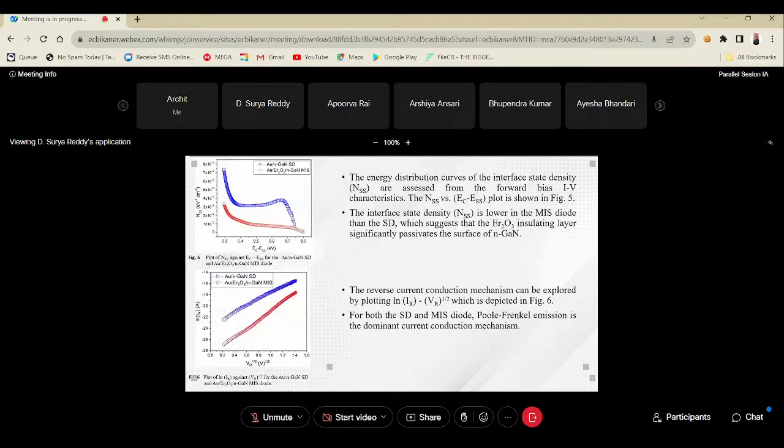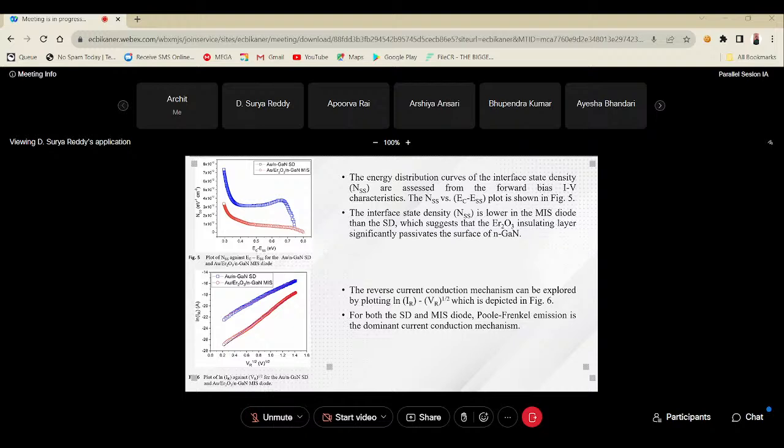The interface state density of the Schottky diode and MIS diode is shown in figure 5. We can observe that the MIS junction shows lower interface states compared to the Schottky diode, which states that the Er2O3 layer significantly passivates the n-GaN surface and also efficiently reduces the interface states compared to the Schottky diode.